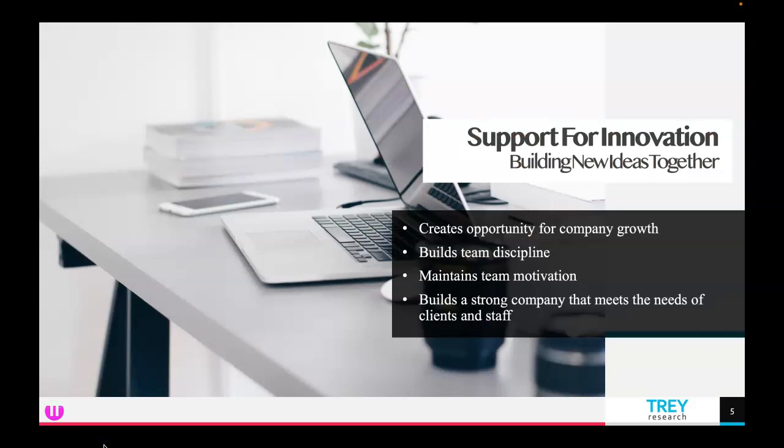Following up, we have support for innovation, building new ideas together. This creates opportunity for company growth altogether, building team discipline, and also maintaining motivation throughout. Support for innovation builds a strong company that meets the needs of clients and also the staff.